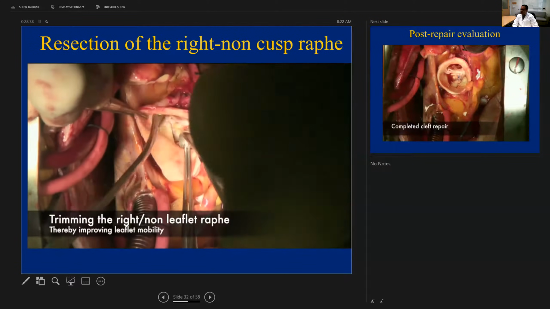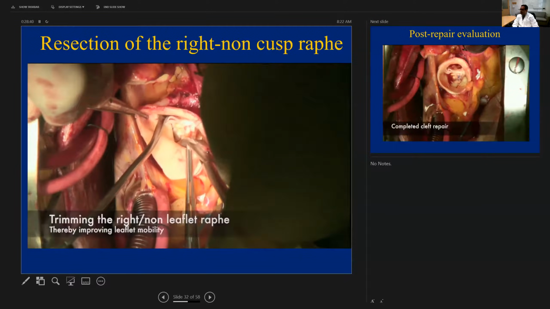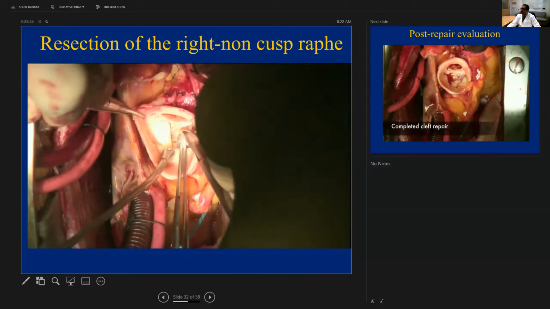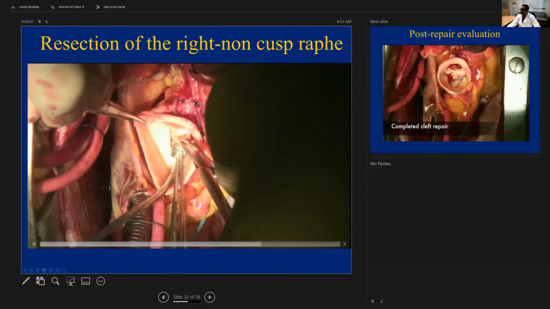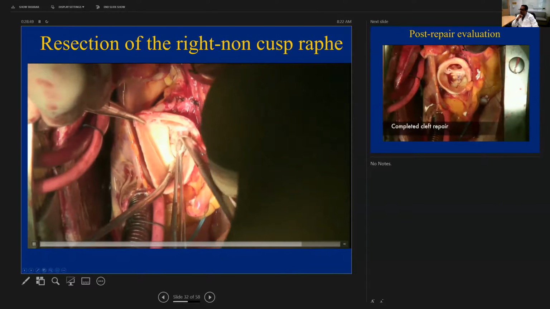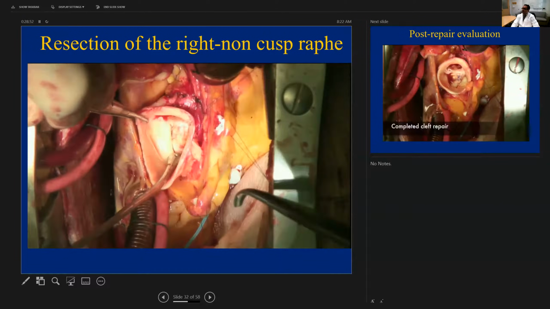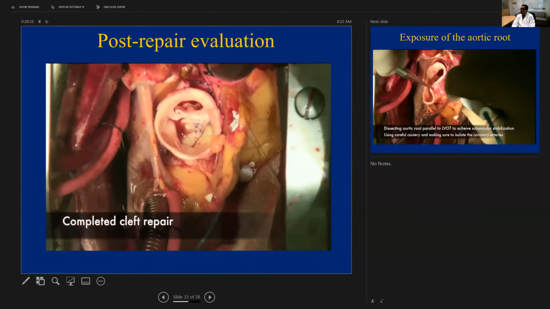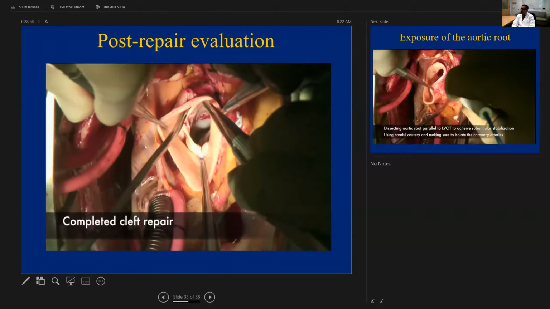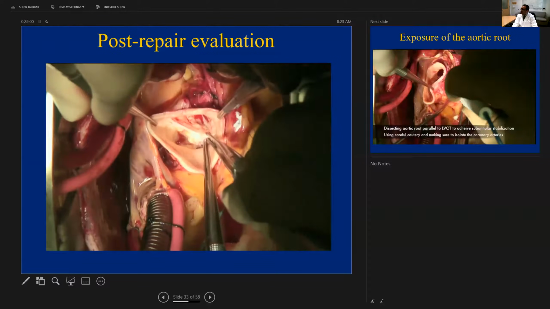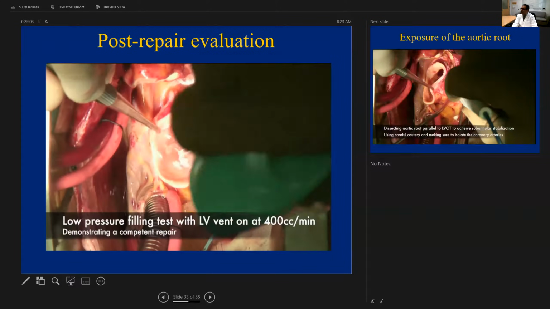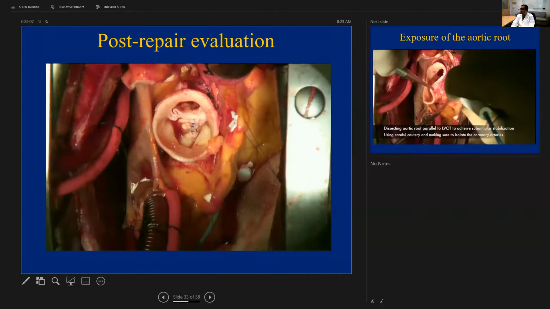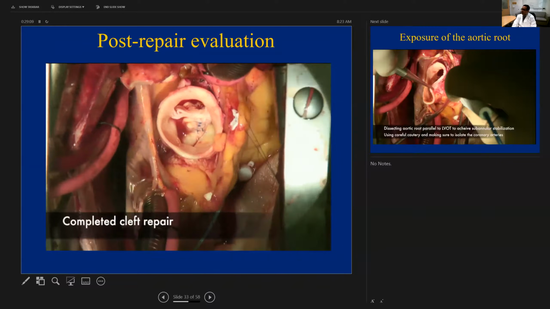So once we do this, we trim the edges of the conjoint cusp. We trim the raphe that's calcified. You can see we already put stay sutures here to equalize the margins across the coaptation. Once we do this, we actually proceed to go ahead and do a cleft repair. Once we bring the cleft back together with primary sutures, you can see you can have a pretty competent aortic valve.